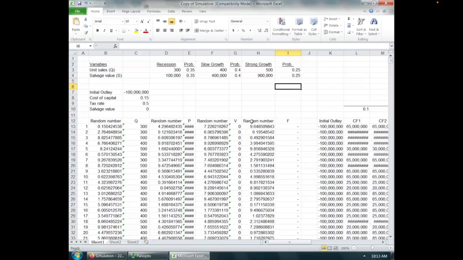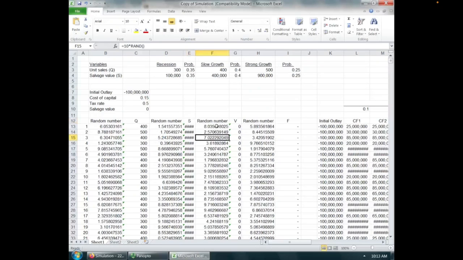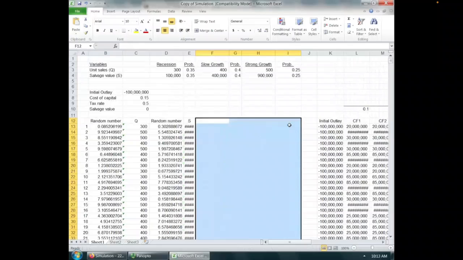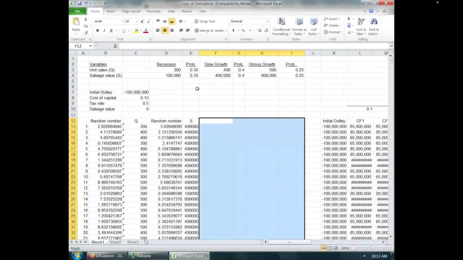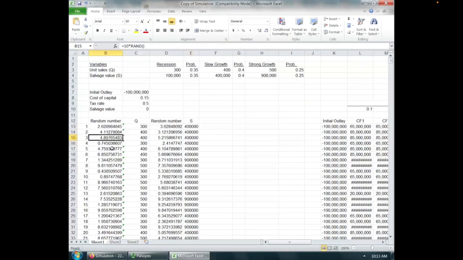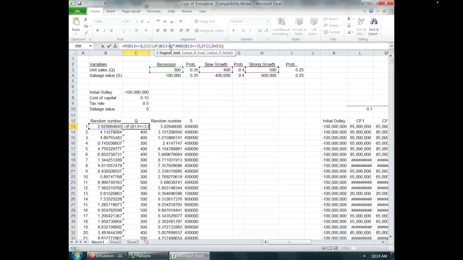Okay, so now we're going to randomly generate a number. Based on that, choose the quantity, and again randomly generate a number, and based on that choose the salvage value. So I don't need these two columns here anymore. I'm going to delete them. And the random numbers are already generated. You don't need to generate them again. So here we randomly generate a number between 0 to 10. And based on that number, we need to choose the quantity.